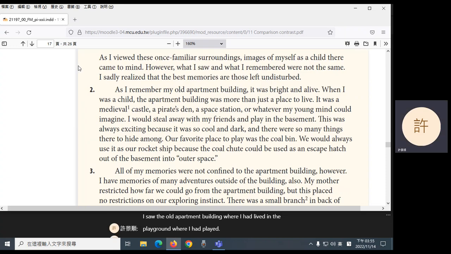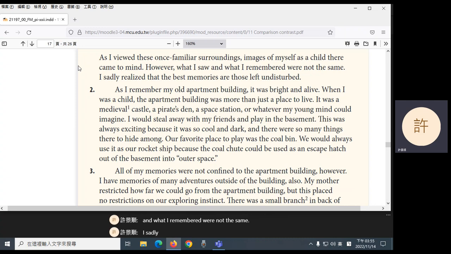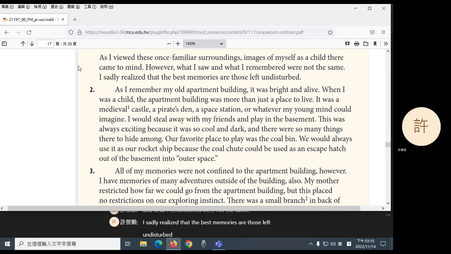As I viewed these once familiar surroundings, images of myself as a child there came to mind. However, what I saw and what I remembered were not the same. I sadly realized that the best memories are those left undisturbed.